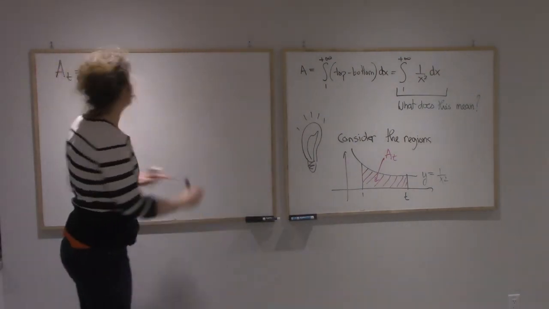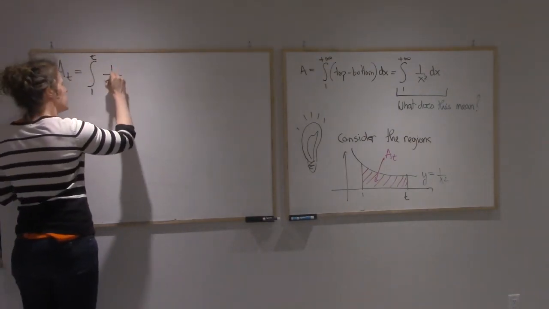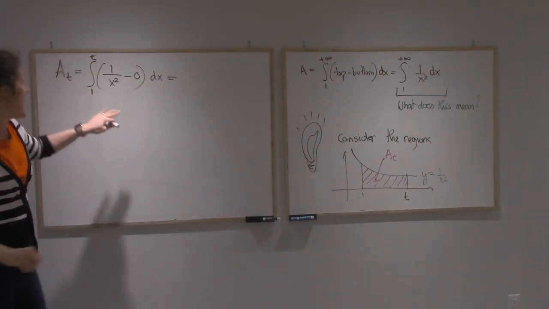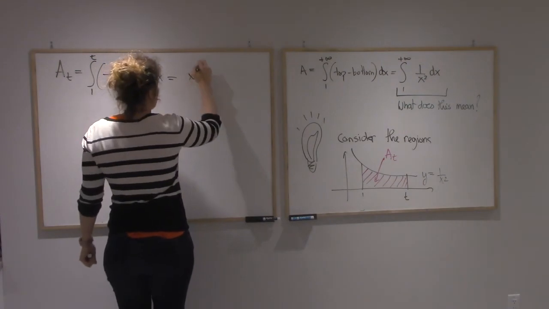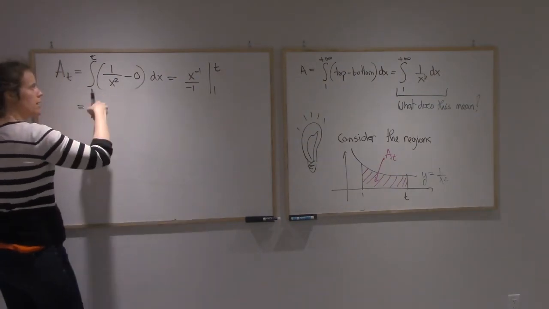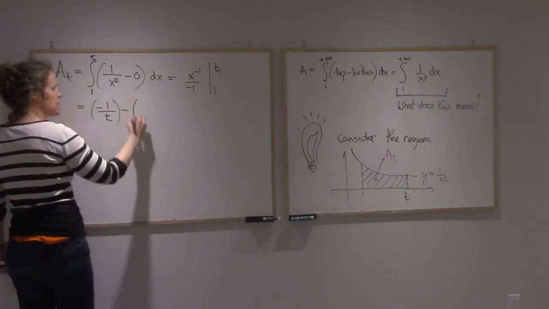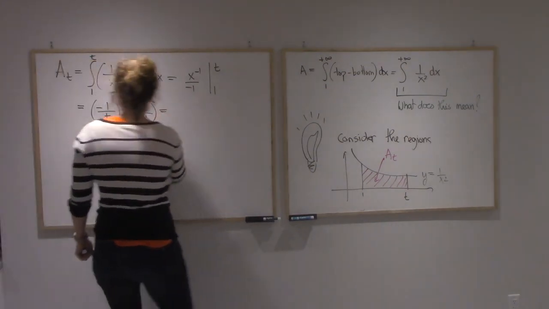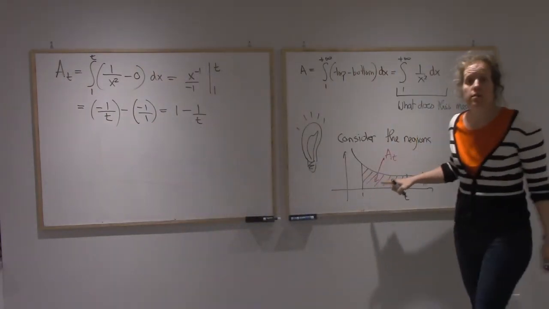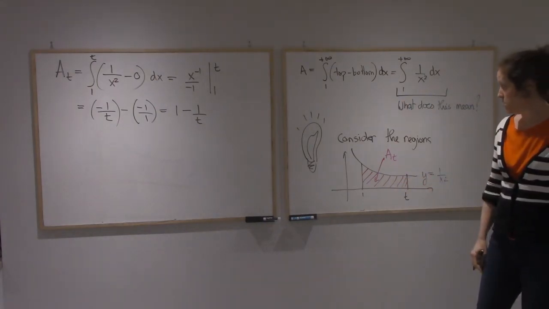So according to the same reasoning, it's going to be the integral from 1 to t now, of top minus bottom. So top is 1 over x squared, bottom is 0. So I'm going to integrate x to the minus 2. That's going to be x to the minus 1 over minus 1 from 1 to t. I'm going to plug in t and plug in 1. At t I get this, at 1 I get this. So all in all, this pink region has area 1 minus 1 over t.